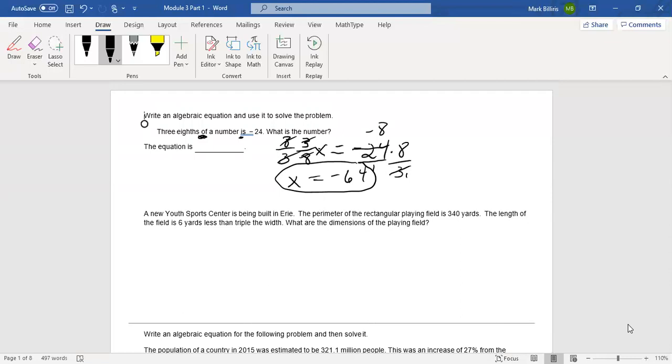My next example would be a new youth sports complex is being built in Erie. The perimeter, so we know perimeter is the distance around, of the rectangular playing field is 340 yards. The length of the field is 6 yards less than triple the width. So let's first make a little drawing.